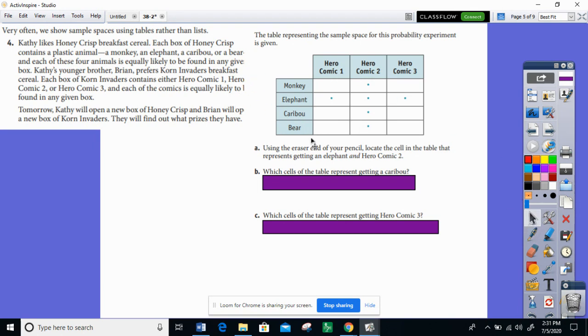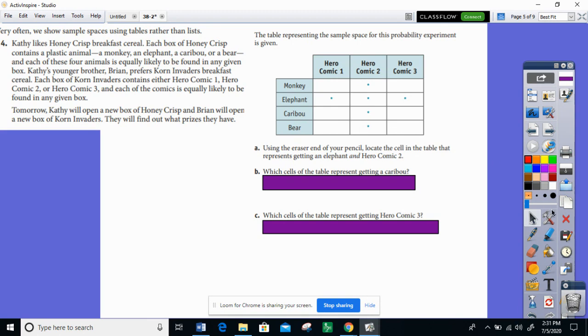Kathy's younger brother, Brian, prefers Corn Invader breakfast cereal. Each box of Corn Invaders contains either Hero Comic 1, Hero Comic 2, or Hero Comic 3, and each of the comics is equally likely to be found in any given box. Tomorrow, Kathy will open a new box of Honeycrisp, and Brian will open a new box of Corn Invaders. They will find out what prizes they have.